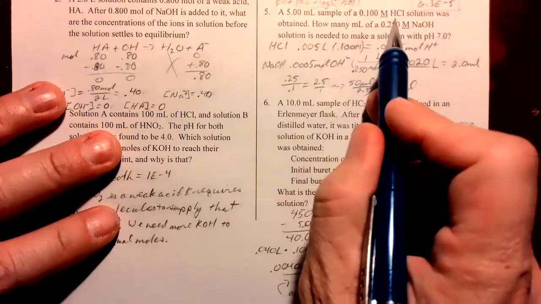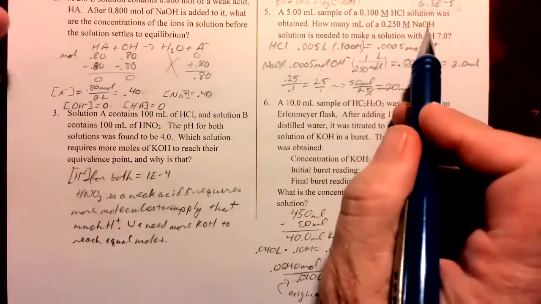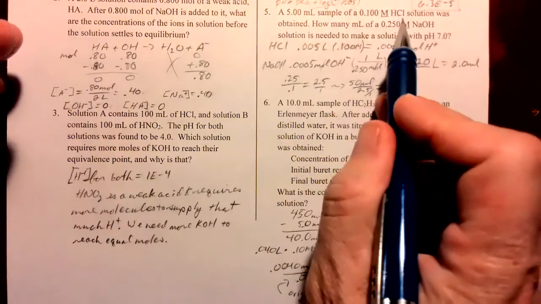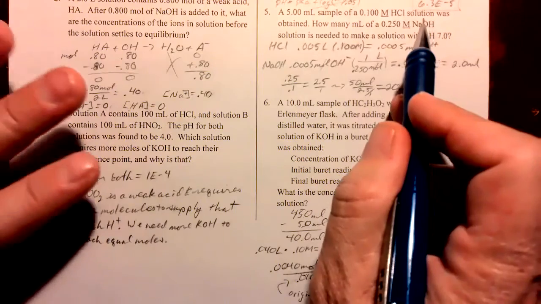On 5, we have a strong acid and a strong base, and these are going to react in a one-to-one relationship as the OH- combine with the H+, and they all come off, and they're all going to react as much as possible until one of them runs out.